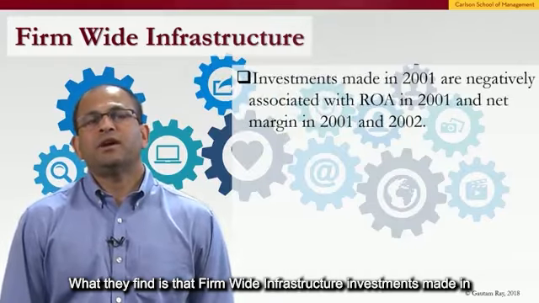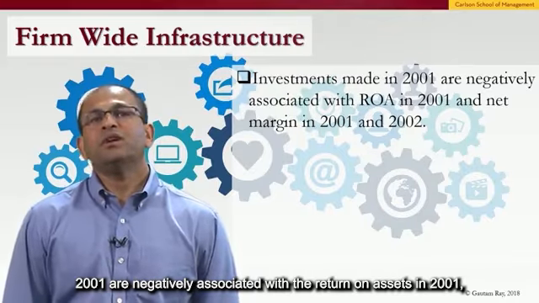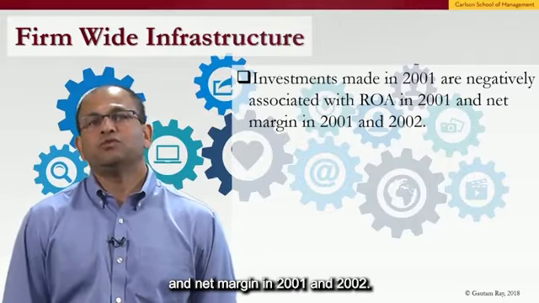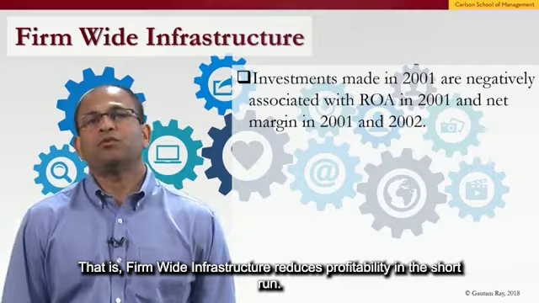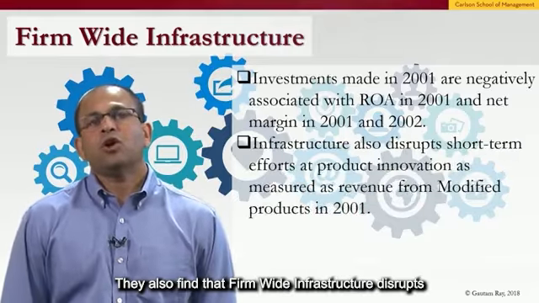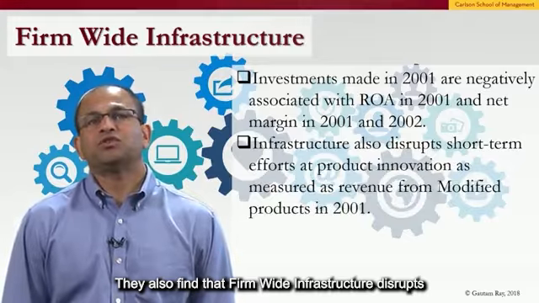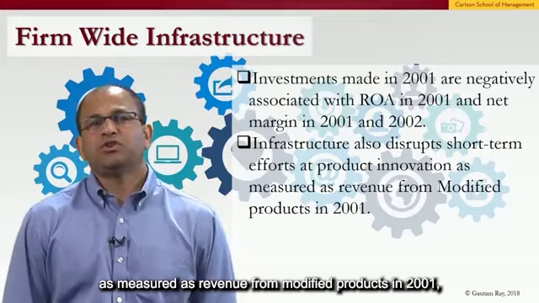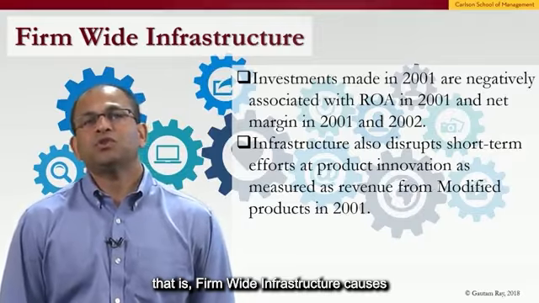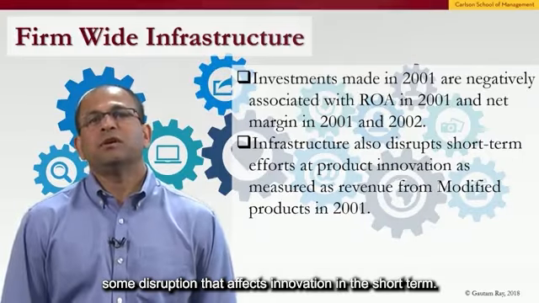What they find is that firm-wide infrastructure investments made in 2001 are negatively associated with return on assets in 2001 and net margin in 2001 and 2002. That is, firm-wide infrastructure reduces profitability in the short run. They also find that firm-wide infrastructure disrupts short-term efforts at product innovation as measured as revenue from modified products in 2001. That is, firm-wide infrastructure causes some disruption that affects innovation in the short term.